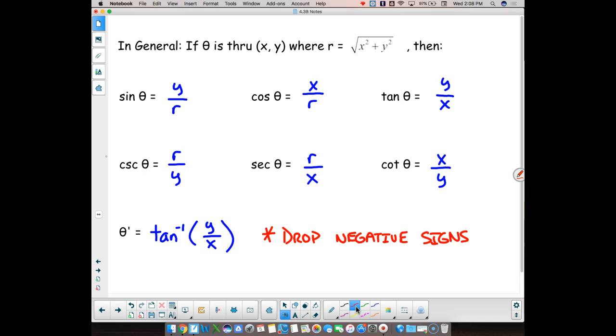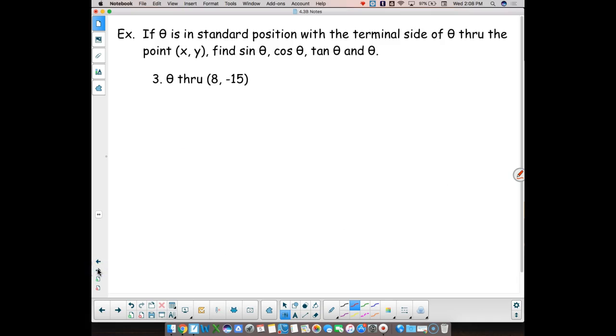Okay? So, what I would like you to do now is find me the sine, the cosine, and the tangent of theta, along with finding what actually theta is, when theta goes through the point 8, negative 15. So, going through the point 8, negative 15 puts me down here in quadrant number 4.